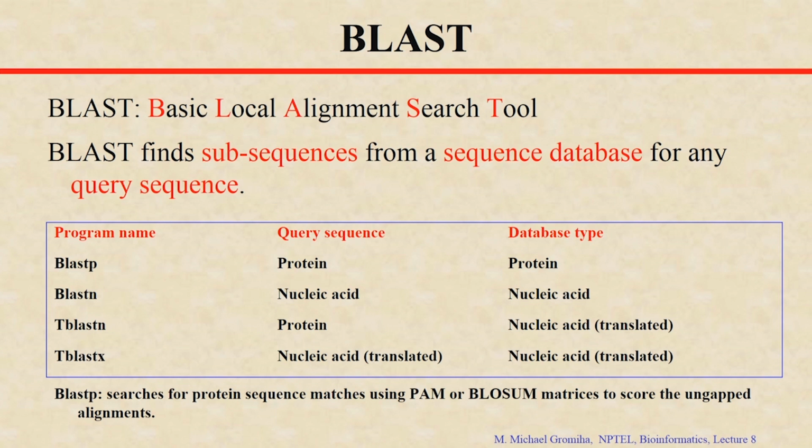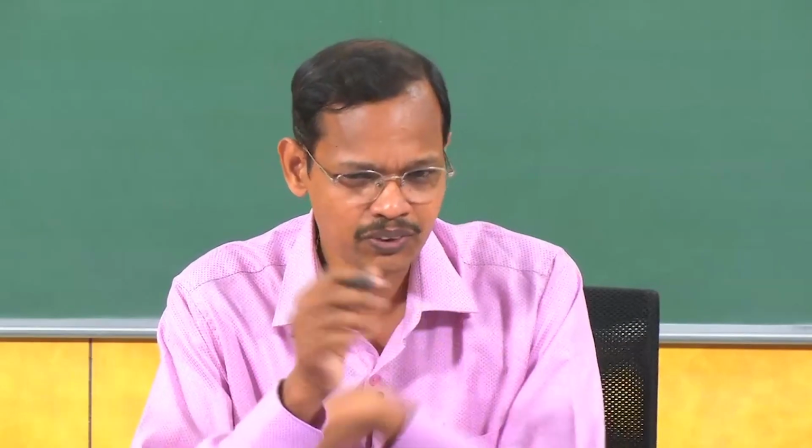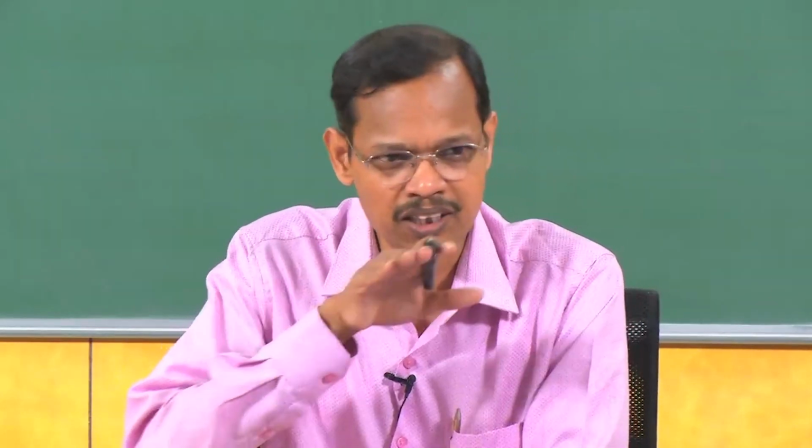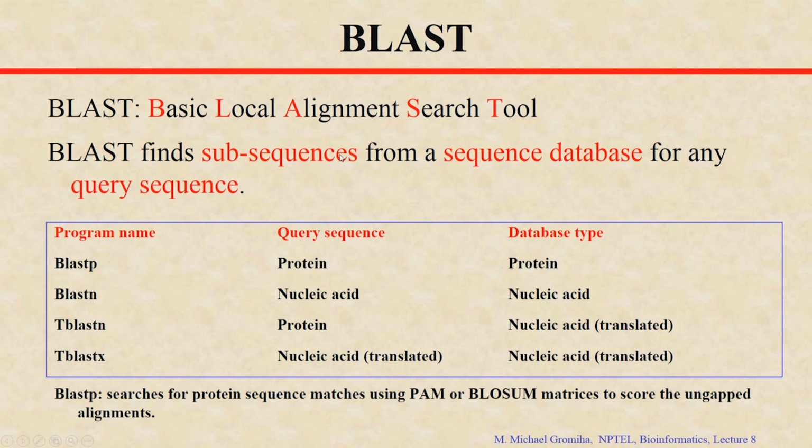What is the principle used in BLAST? First, they divide the query sequence or the target sequence into small bits. Last class we discussed 2 residues; we can use 2 or 3 residues, see the alignment and get the score from the BLOSUM or PAM matrices. Where the value is more than the threshold value, you mark it, and finally you can align the marked regions. So, BLAST finds the subsequences from the sequence databases for a query sequence.